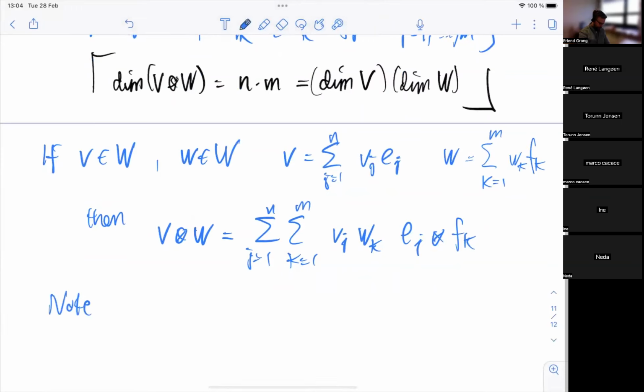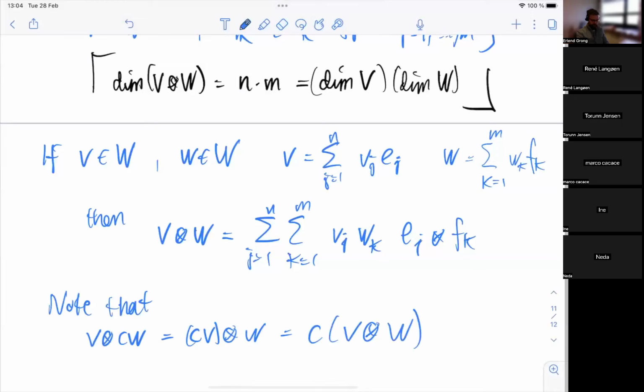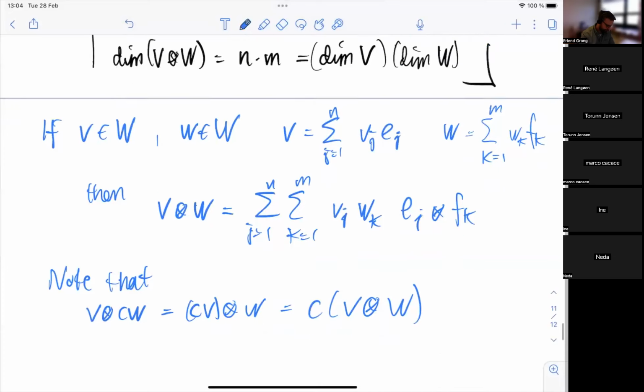So note that with this notation, if I have W tensored with V tensored with cW, that's the same as having cV tensor W, or c times the tensor product of V and W. So the tensor product is then linear in all of the coordinates with this definition.